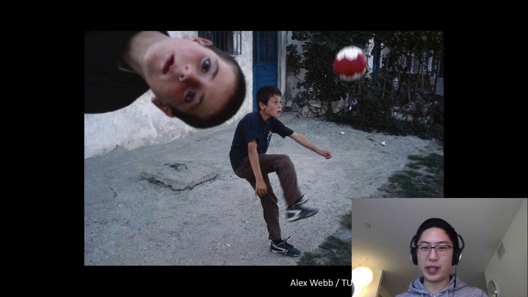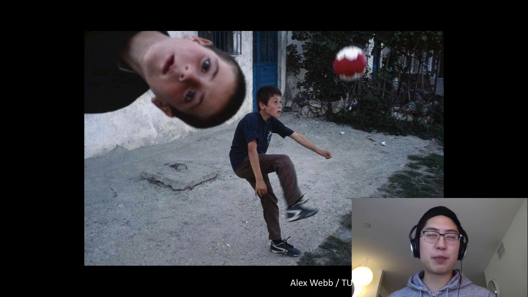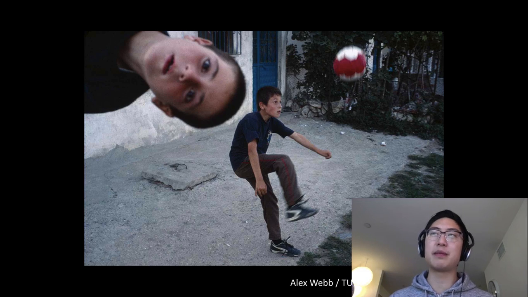Alex Webb, also really good with the triangles. And you might think to yourself, did he really do this on purpose, or is this just kind of an accident? I think it's probably a little bit of both. He's obviously looking for triangles when he's shooting, but sometimes you could discover triangles afterwards in the editing phase.